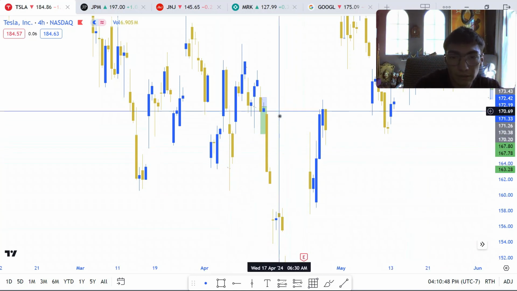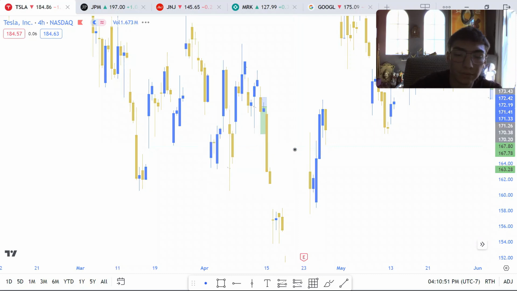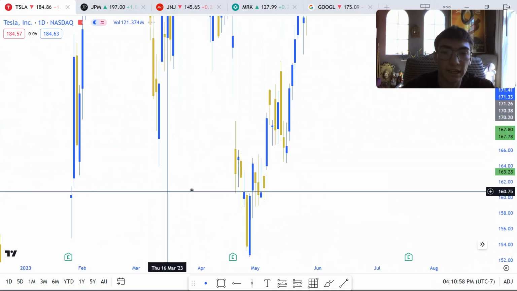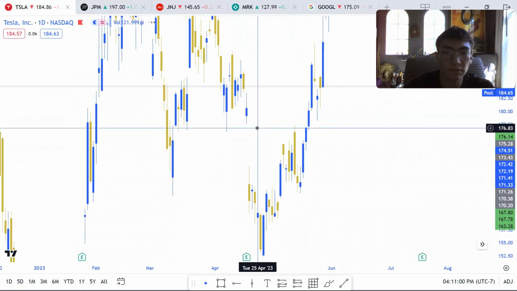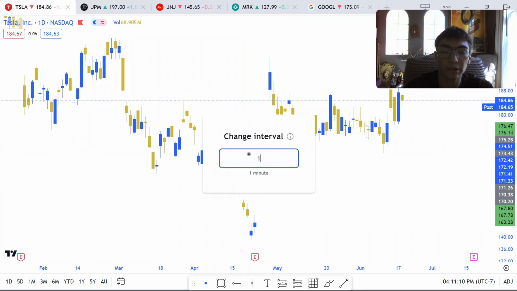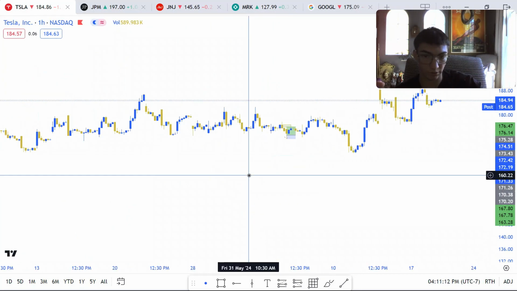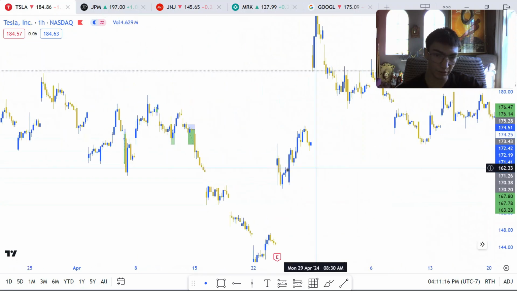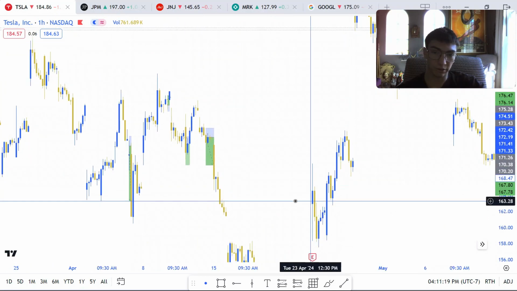Okay, but now on the 4-hour, we're still bearish. So after we got filled at our take profit, hold on, what about the daily? We have to look at the daily, bro. Okay, we are bearish on the daily as well. So knowing that we're bearish on the daily, we will be only looking for shorts.